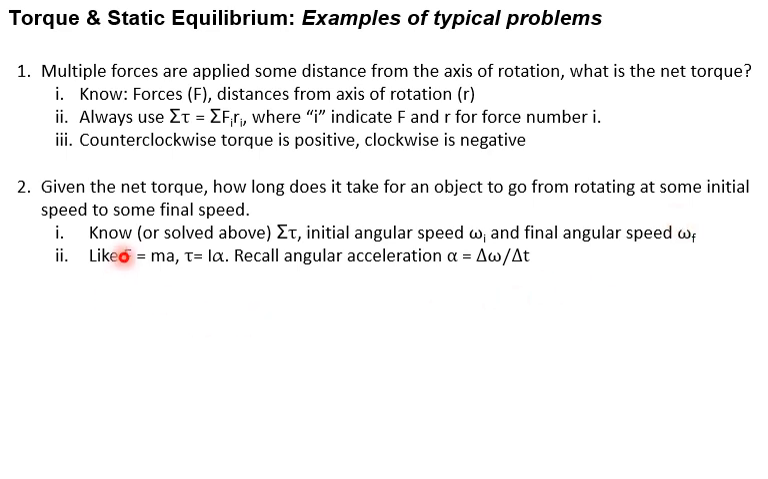Well, remember, just like F equals ma, we have this equation for torque that tau is equal to I alpha. So the torque is equal to the moment of inertia times the angular acceleration. And recall that the angular acceleration is the change in angular speed over some elapsed time.